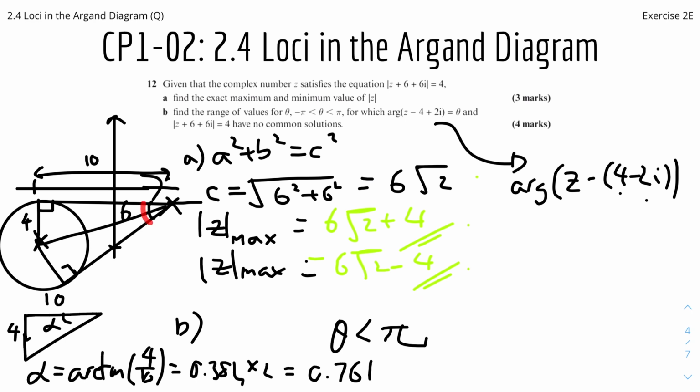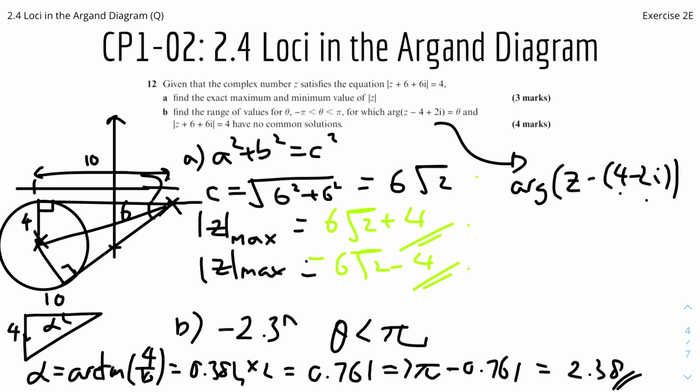We have to find this angle here, which is basically 180, or pi, minus 0.761, which is 2.38, and that's the answer. And you have to remember to put the minus 2.38 because it's going in the negative direction.